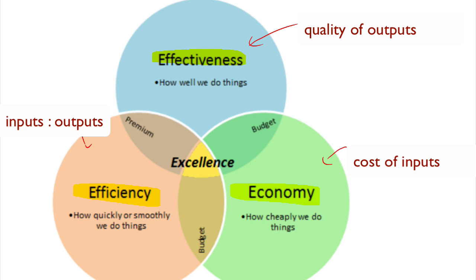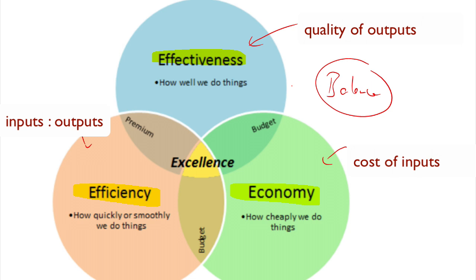So for a school, that might include things like exam results, the employability of graduates, those kinds of things. So value for money is a good word to have in mind here, it's about balance. It's about considering those three aspects of performance.